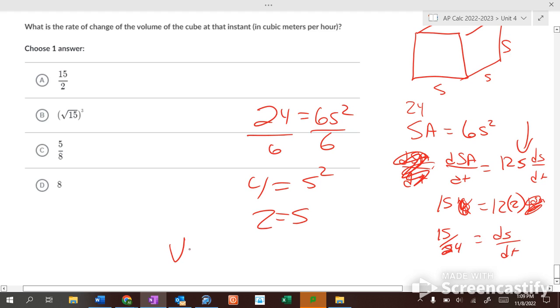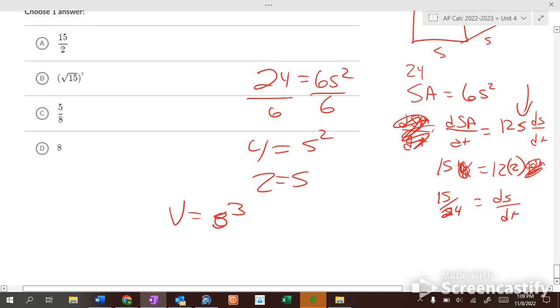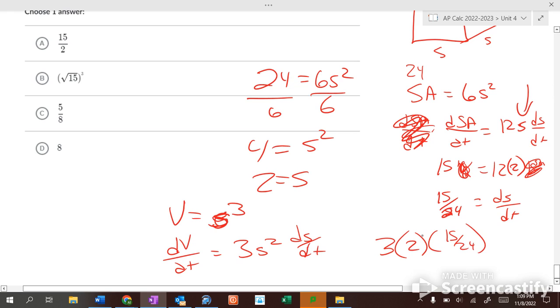Then the volume equals S cubed. So dV dt equals 3s squared ds dt. So we had to find ds dt from here, plug it in over here. So 3 times 2 squared times 15 24ths. So 3 times, that's 12, goes into there. 2 times 15 halves. There we are. Okay, so, related rates.